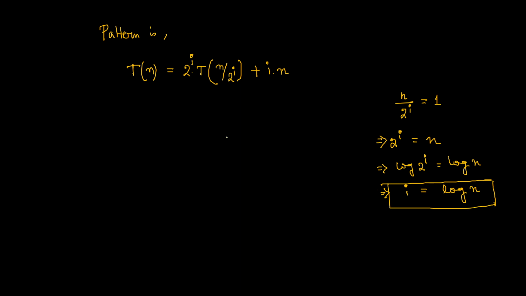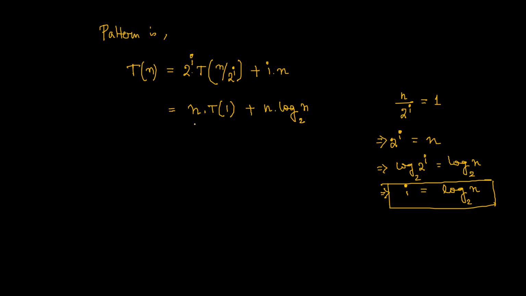So if i equals log n, I can write it over here. Obviously this is log base 2. So that means the 2 to the power i that I will write is n, into T of 1, as we have considered, plus, this i will be equal to log n base 2. So n multiplied by log n base 2 is there.